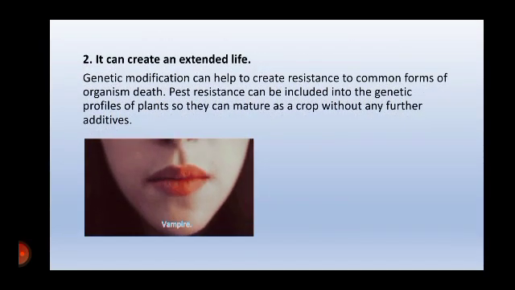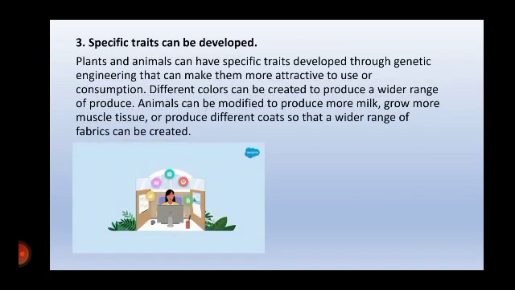Number 2, it can create an extended life. Genetic modification can help to create resistance to common forms of organisms that harm crops. Resistance can be included into the genetic profiles of plants so they can mature as a crop without any further additives. Animals can have their genetic profiles modified to reduce the risk of common health concerns that may affect the breed or species. This creates the potential for an extended lifespan for each organism.